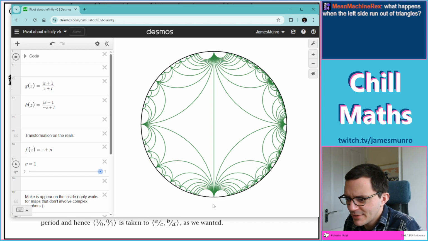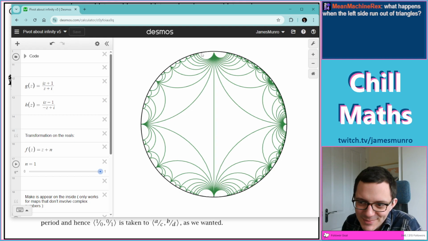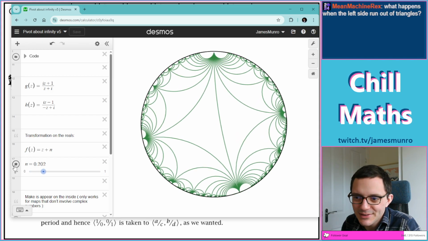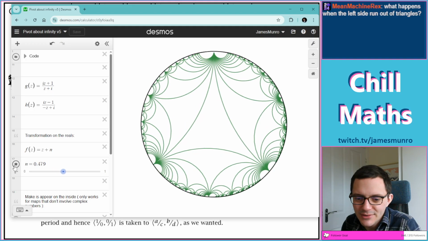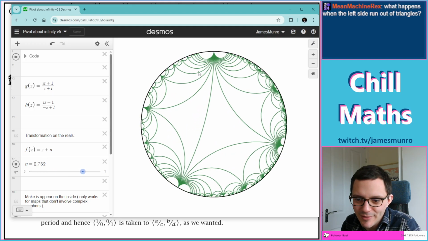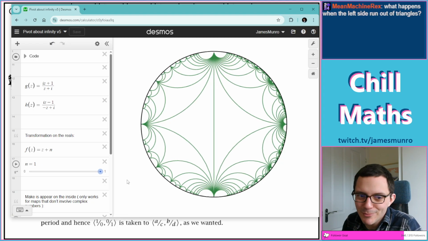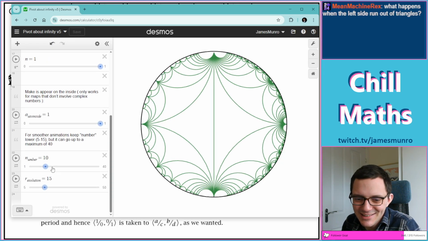Mental image. What happens when the left side runs out of triangles? There's not really supposed to be a gap here at the top. It's supposed to keep going forever. We haven't really been able to convince Desmos to draw infinitely many circles, but it's doing quite well at this sort of infinitely many. The animation at the moment pops an extra one in each time you play it. Is it this slider for number? Yeah, there you go. So there's lots more up there.